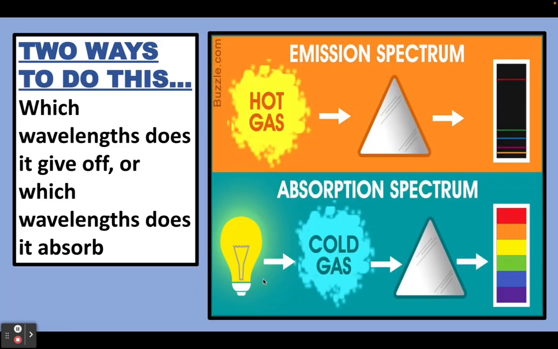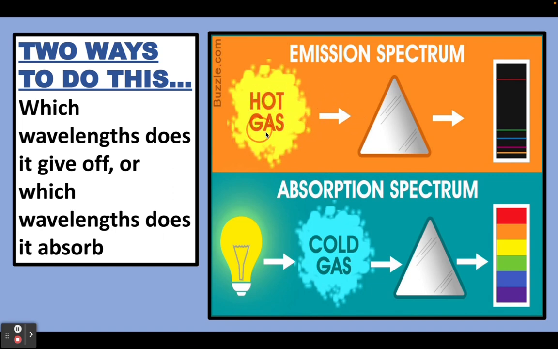So how do we get these emission spectra? There's two ways that you can get spectra. So wavelengths, what wavelengths does it give off, or which wavelengths does it absorb? So either way is used. So when we're looking at emission spectra, the way this works is we're looking at a hot gas. We're looking at the light that is absorbed or given off by that hot gas.